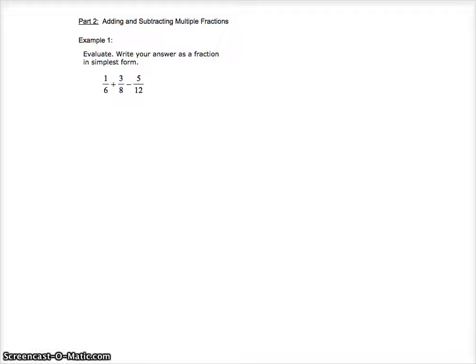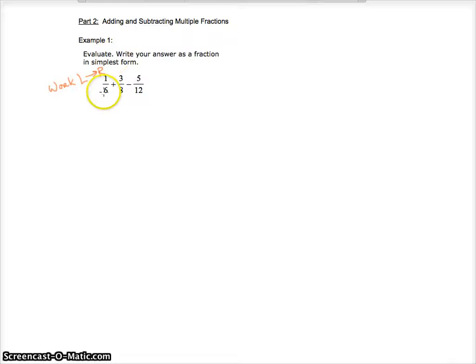Welcome to part 2, adding and subtracting multiple fractions at the same time. So for part 1 it says evaluate and then write your answer in simplest form. First thing we need to look at is what we have, and we just have addition and subtraction, so we can work left to right. So that's the most important thing. Whenever we have the same level of order of operations, we're going to work left to right.